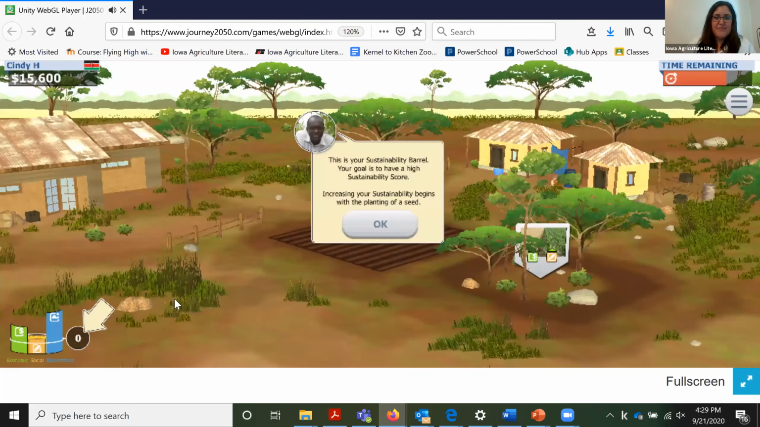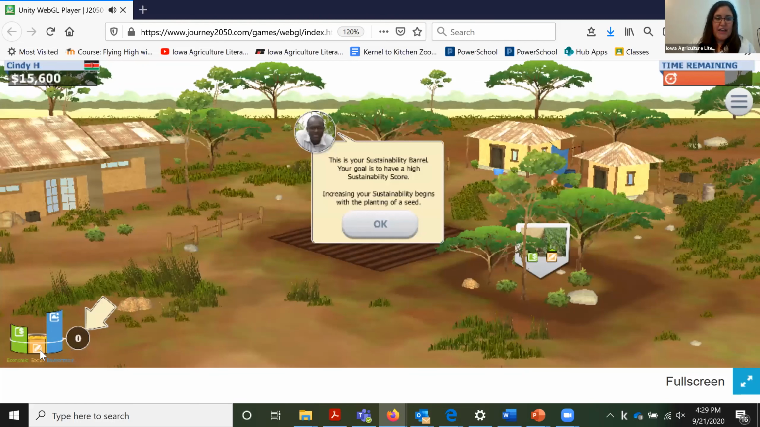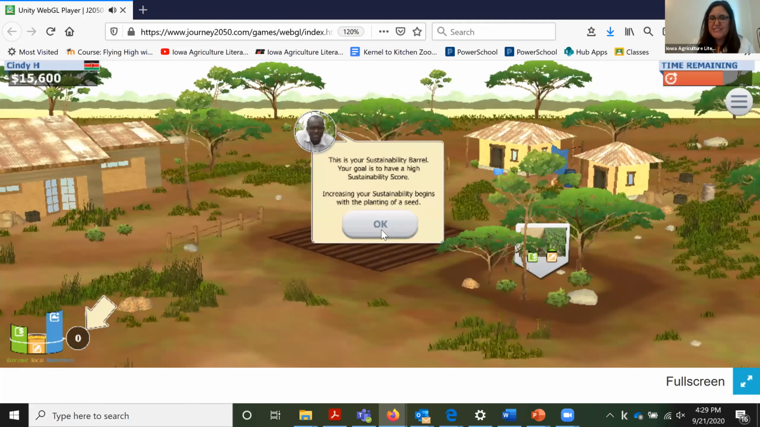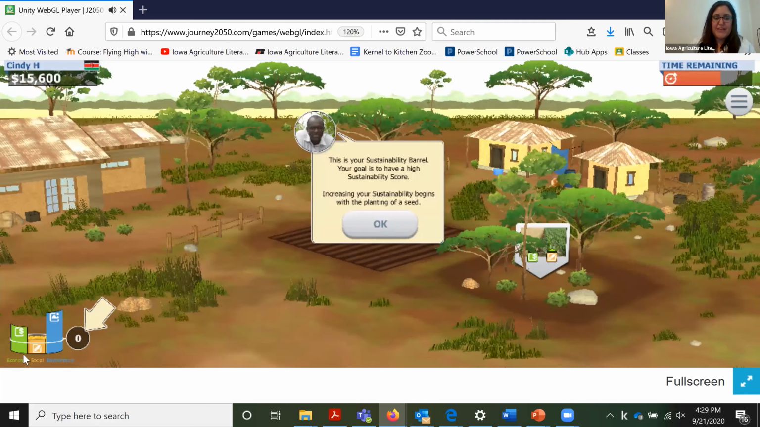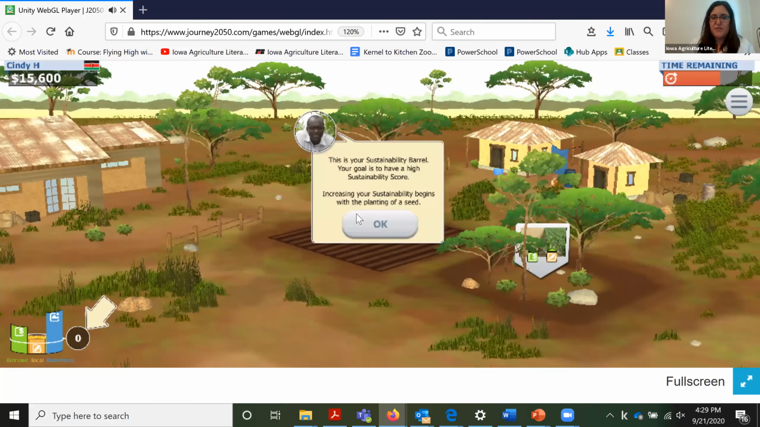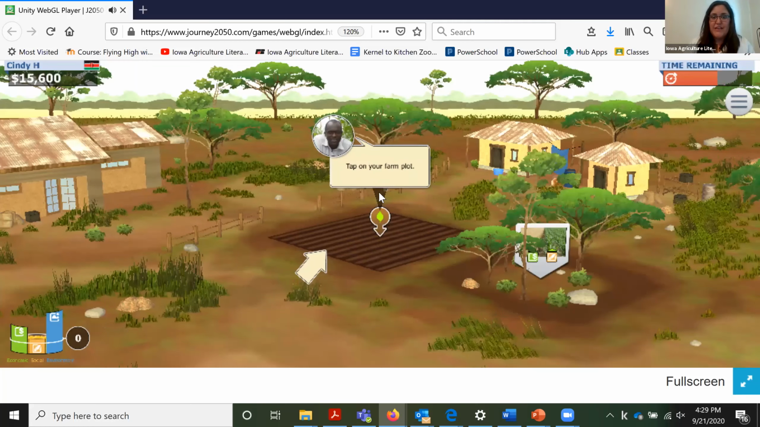Okay, so you're going to see the sustainability down here. So the social is the lead, so I'm going to try to make my decisions impact social sustainability, but my economic sustainability is really, I'm going to want to make money. Okay, so you're going to tap on the plot to plant your crop.